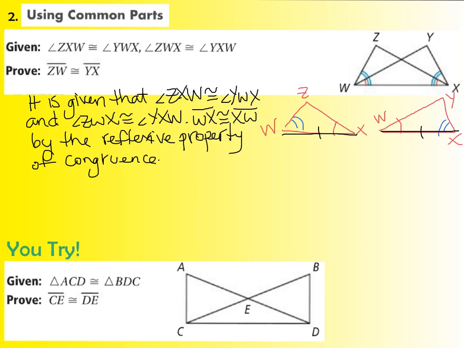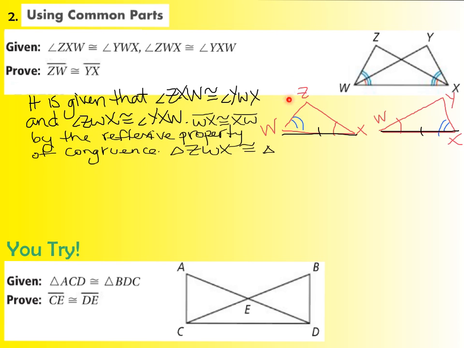Now overall, I'm trying to prove that parts of the triangles are congruent, right? That this segment part is congruent to that segment part. So I know I need to prove that my triangles are congruent all around. I have enough information now to say that triangle ZWX is congruent to triangle, and I gotta be careful. Since I said Z and Z is a vertex that doesn't have any markings, I need to start with Y. And then I went to W, which has 2, so then I'll go to X. And I went to X, which has 1, so I'll go to W.